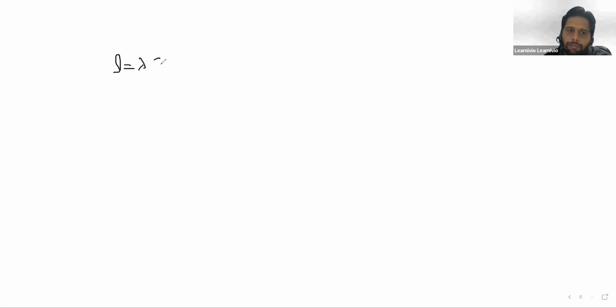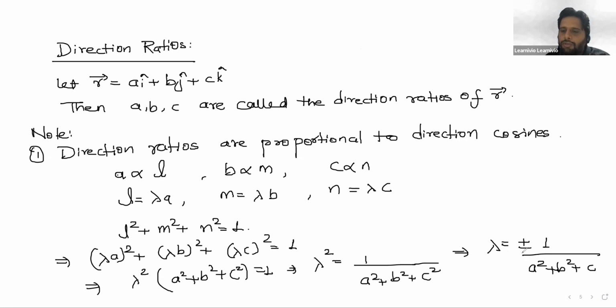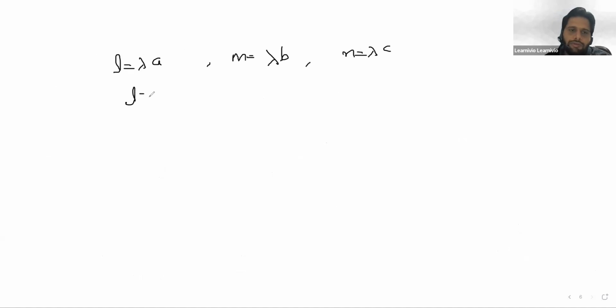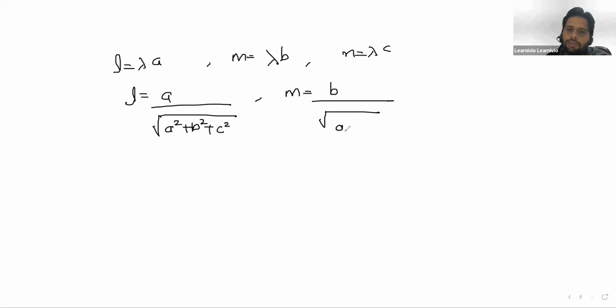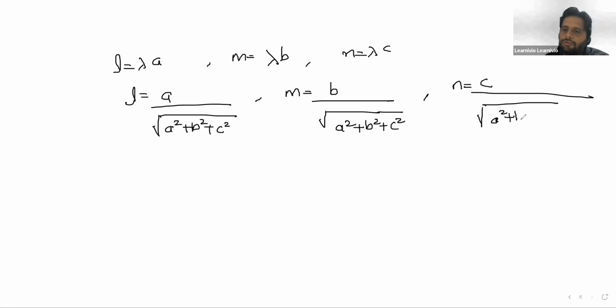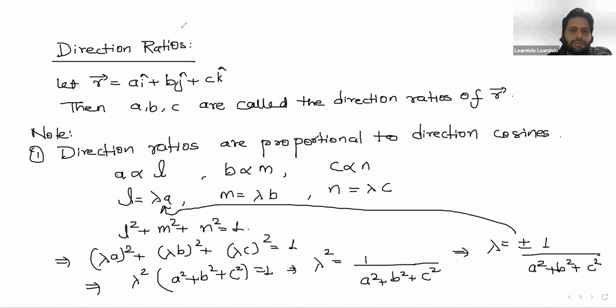So we have L is equal to lambda A, M is equal to lambda B, N is equal to lambda C. So what we can do here, lambda you have plus minus 1 by under root of A square plus B square plus C square. Put this value here. So what you will get, L is equal to A by this value. Okay, so I'm considering only the positive. So you will get L is equal to A by under root of A square plus B square plus C square. Similarly, M is equal to B by under root of A square plus B square plus C square. And N is equal to C by under root of A square plus B square plus C square. Okay, so please note down this, confirm me. Then we will start some questions. If anyone has a problem, please let me know.